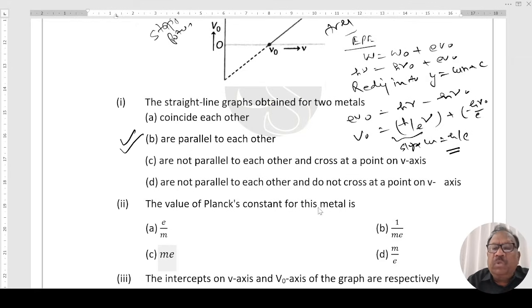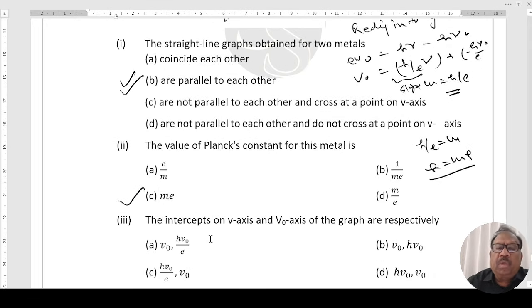The value of Planck's constant: h by e equal to m, so h equal to me. This is the correct answer. Next, intercepts on the frequency axis and the V naught axis.